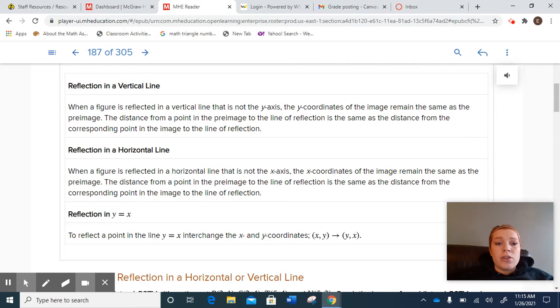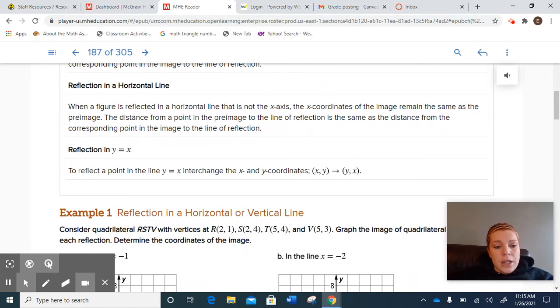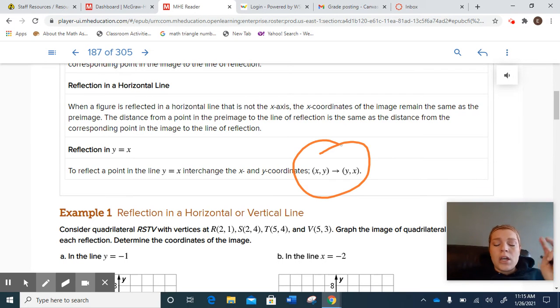You could have a reflection across a vertical line going straight up and down. You could have a reflection across a horizontal line going across, or you can have a reflection across a diagonal line. The line usually is y equals x. And they give you a little hint here for the y equals x. They just tell you to take each point that's on your graph and switch the x and y, plot the new points, and then you'll have the reflection. That's one way to do it.